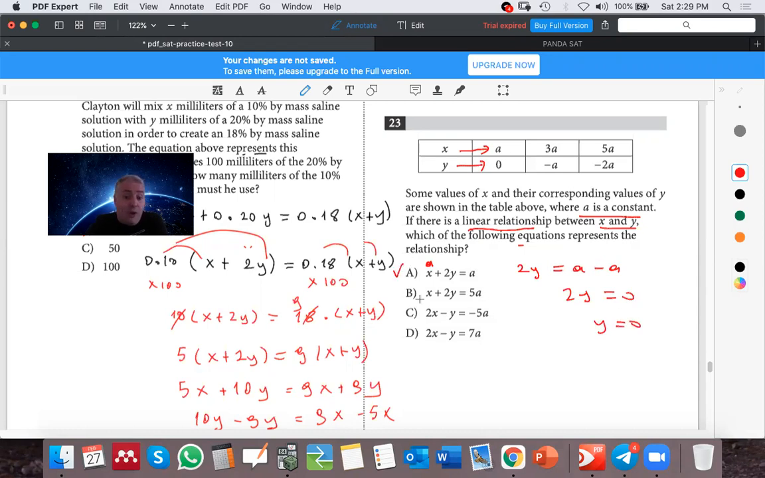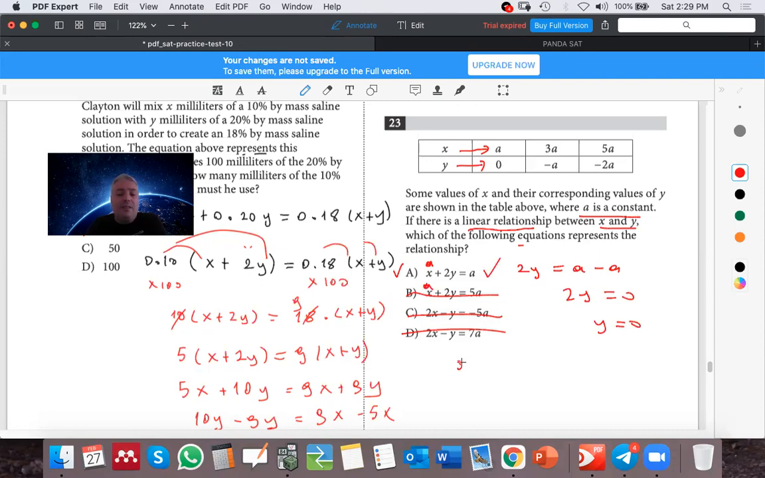Is it enough? No. I have to check the others. Maybe another one is also satisfied, so I have to try another. When x is a here, put the a on the other side, 4a. 2y is 4a, y is not 0. When x is a, negative y is negative 5a, y is 5a, not 0. When x is a, y is 7a, not 0. That means we are finished. We solved it.